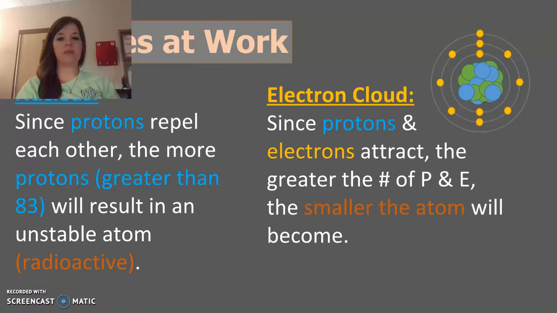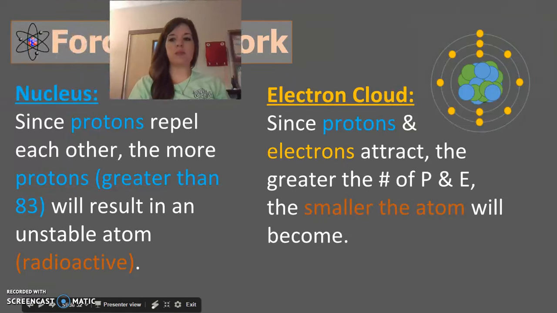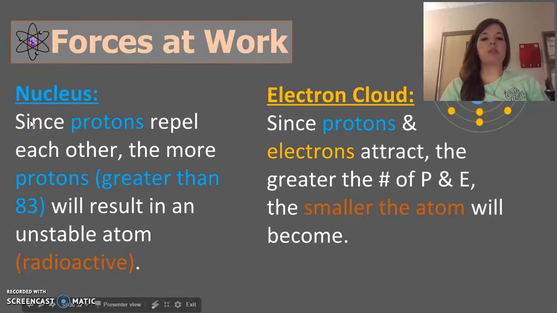So, forces at work in the nucleus. In the nucleus, since protons repel each other, the more protons there are, the greater the instability, meaning the greater the radioactivity. Typically, elements that have a number of protons greater than 83 will result in a radioactive element. That particular element will tend to basically split in half. It decays and becomes two smaller elements.